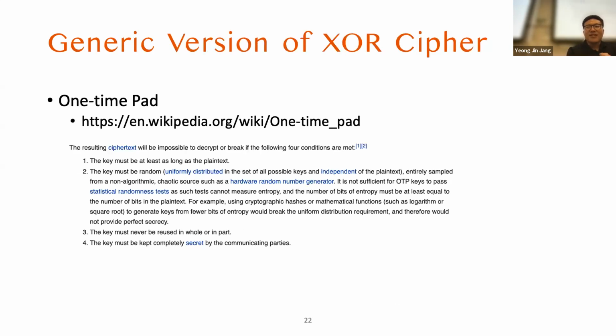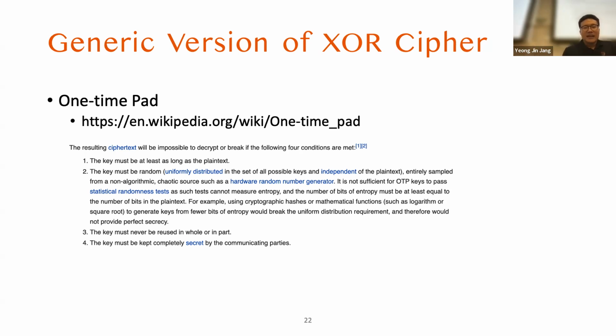The generic version of the XOR cipher is the so-called one-time pad. So we don't have to apply XOR. We can just add or subtract, or use some other invertible arithmetic operation over the entire plaintext to mix it with the random number. Then the distribution of the ciphertext will be completely random.